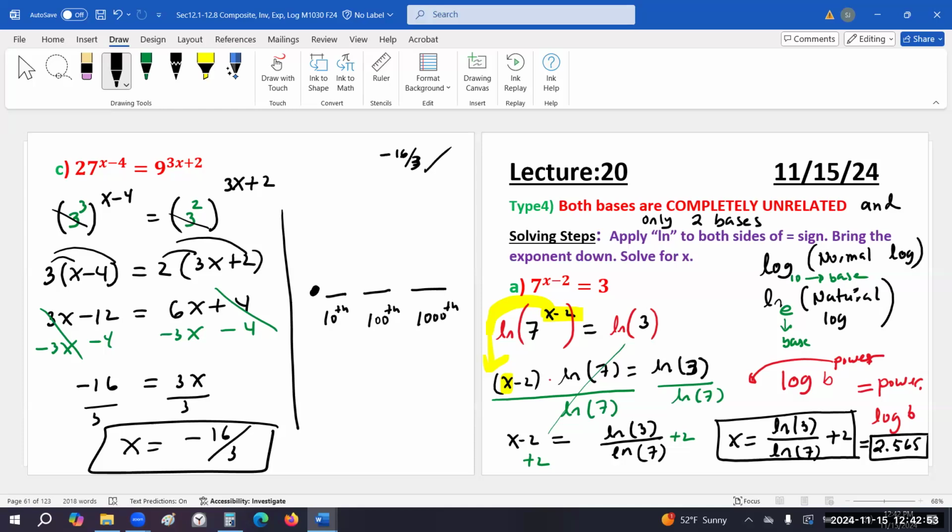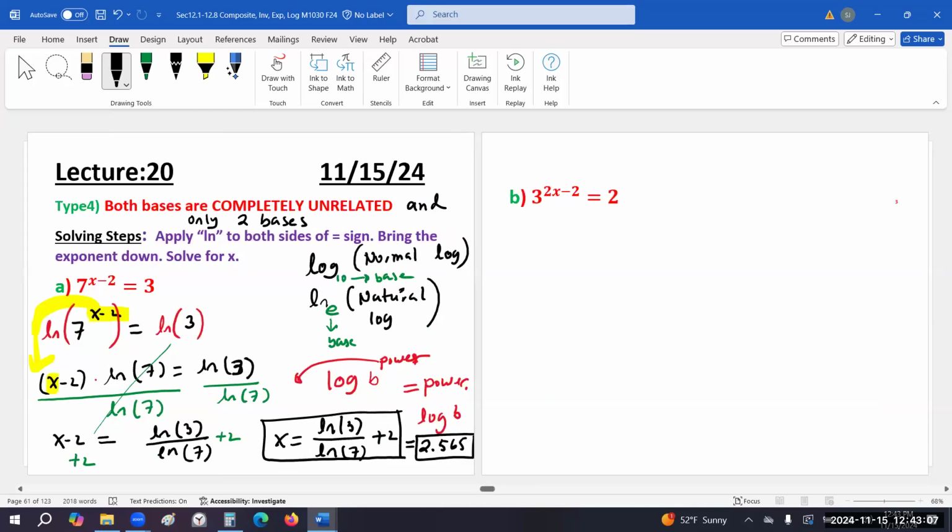Completely unrelated to recess. There is no way we can convert them into something. So we put a letter, which is ln. As a result, the power comes down, and then ultimately we solve for x. You try one. Same process.